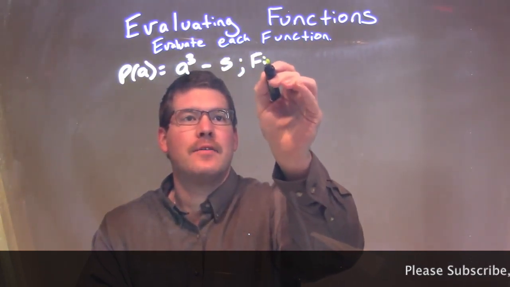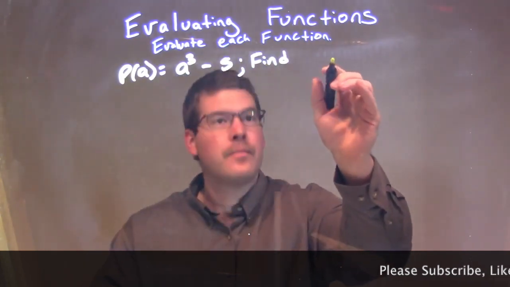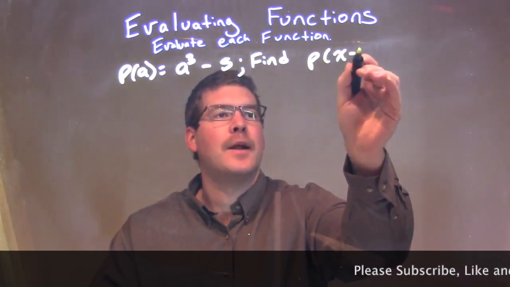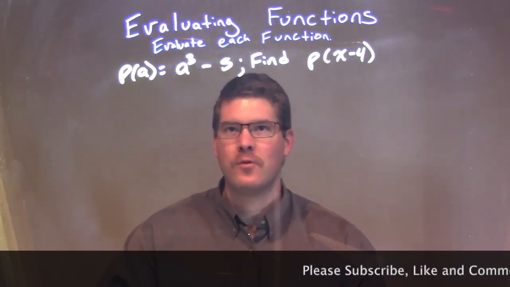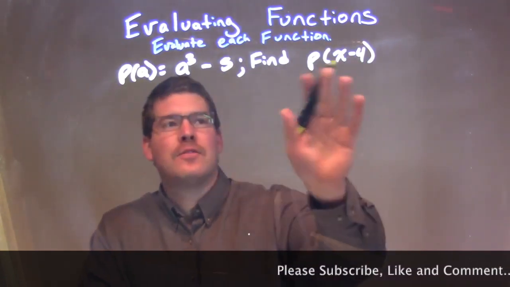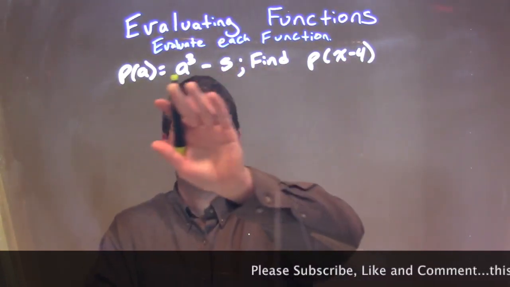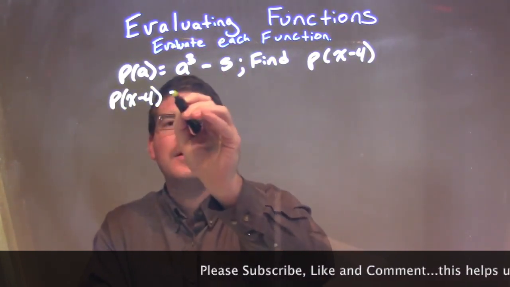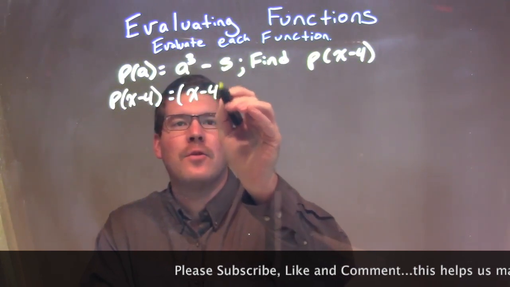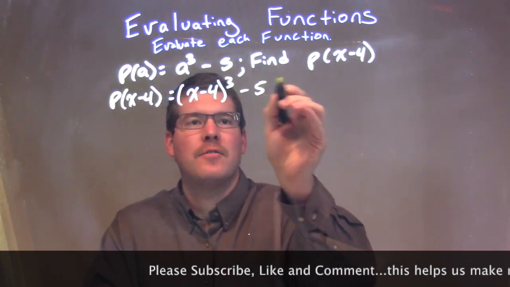And we want to find p of x minus 4. Well, since we want to find p of x minus 4, we need to substitute every single x minus 4 for every single a. So we have p of x minus 4 here is equal to x minus 4 to the 3rd power minus 5.